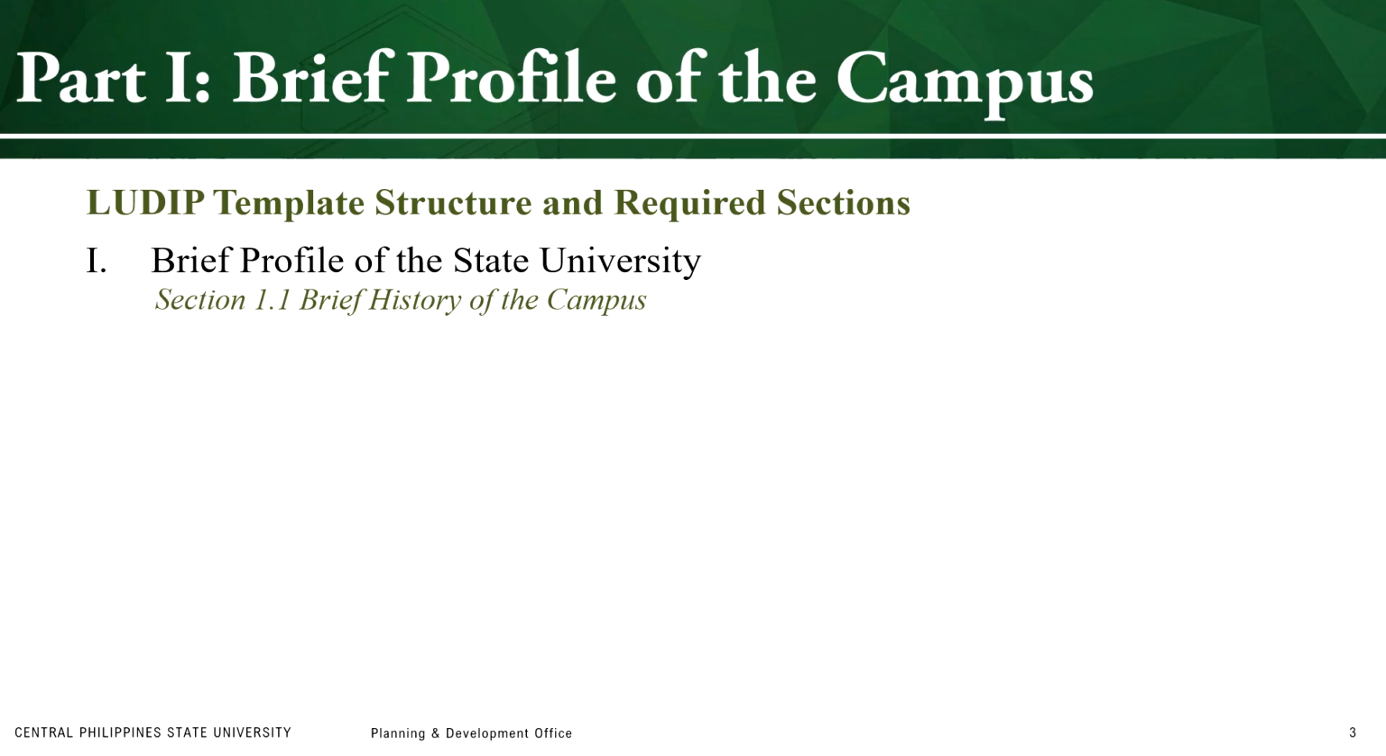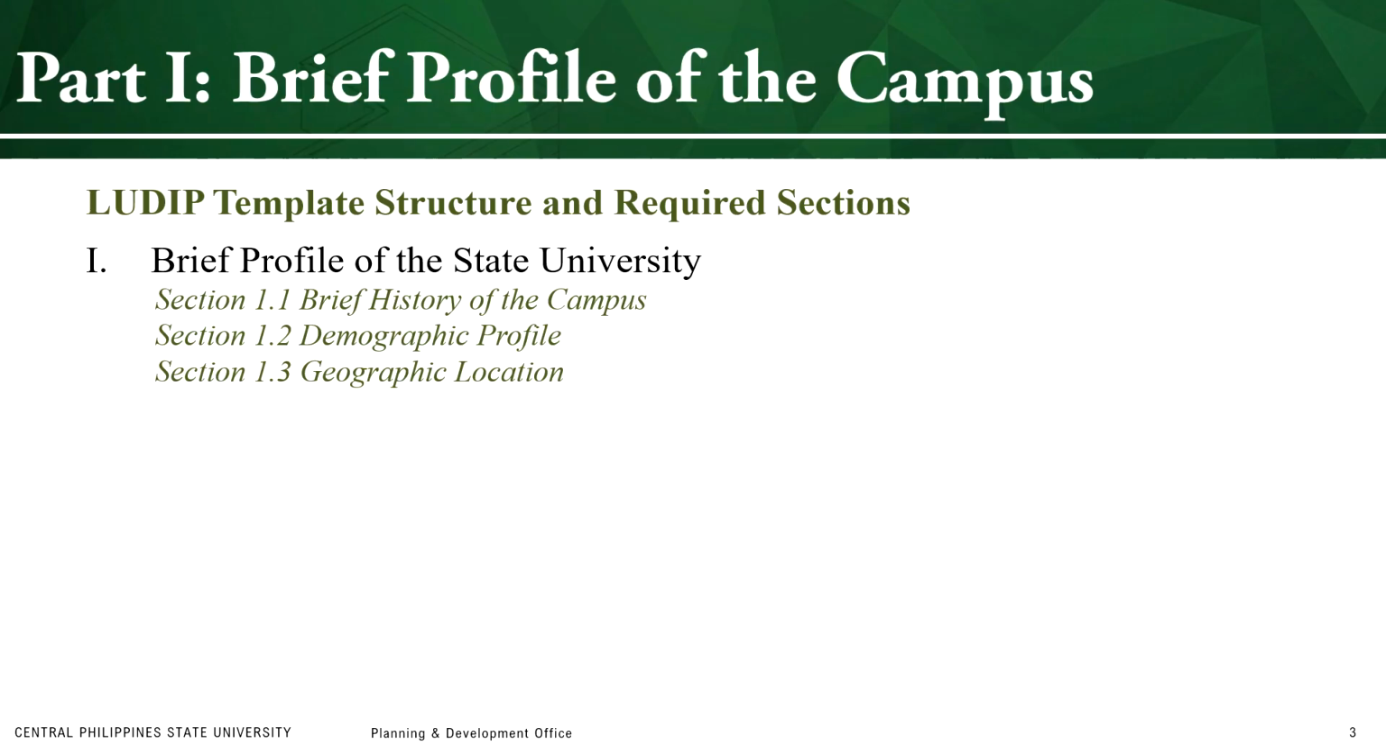This section sets the stage. It tells the reader and the reviewer exactly who you are and why you exist. Section 1.2, Demographic Profile. This section provides a comprehensive overview of the human resource composition of the campus. You must present sex-disaggregated data on administrators, faculty, staff, and students across all campuses. You also need a 10-year population projection because your land use plan must anticipate future growth, not just document the present.